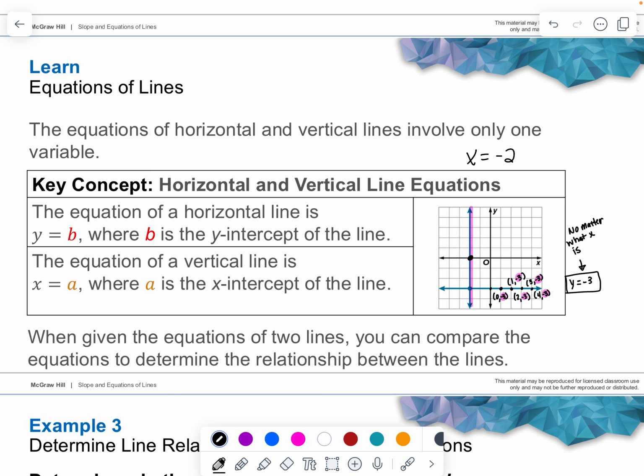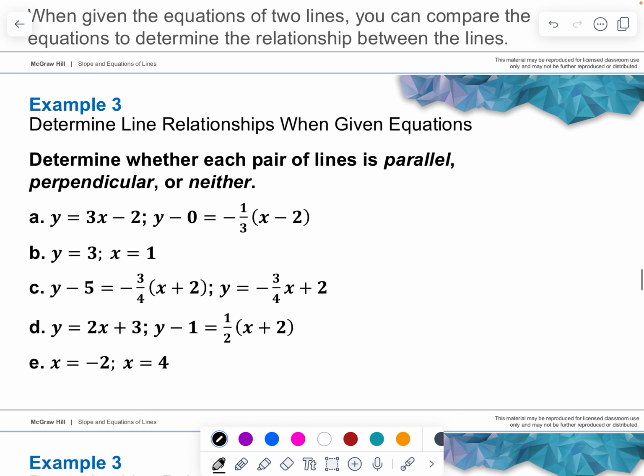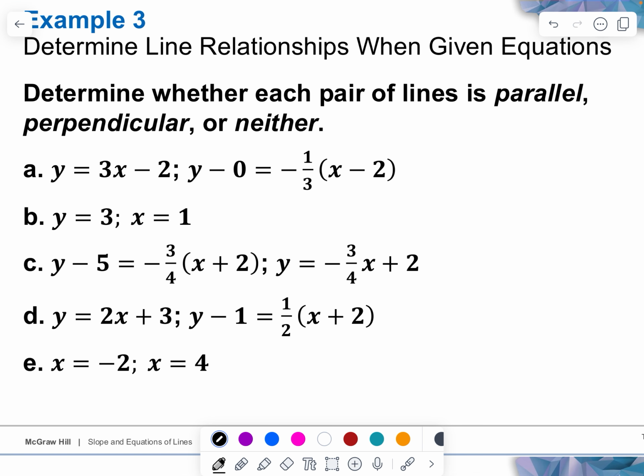All right. So why are we reviewing all this? Why are we going back to Algebra 1? It's because we can use these equations to understand, by just looking at the equations, if they're parallel, perpendicular, or neither. So we're going to look at these and determine that. Looking at example 3, A, are they parallel, perpendicular, or neither?